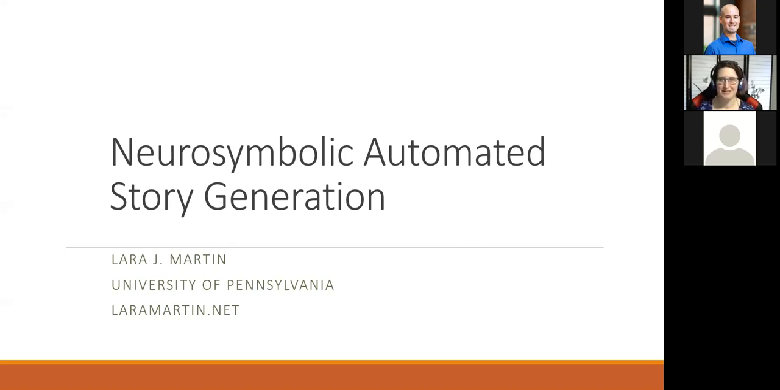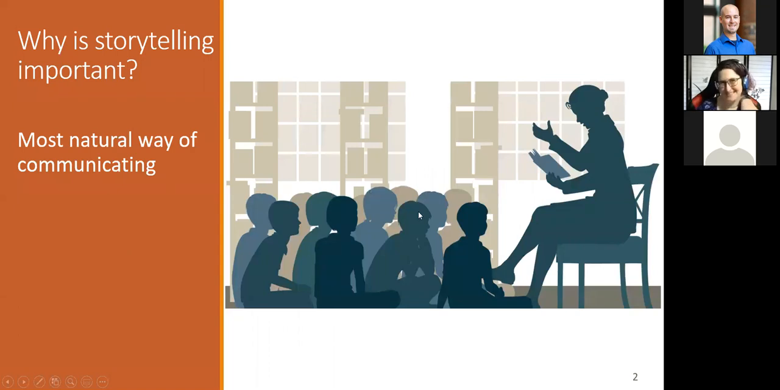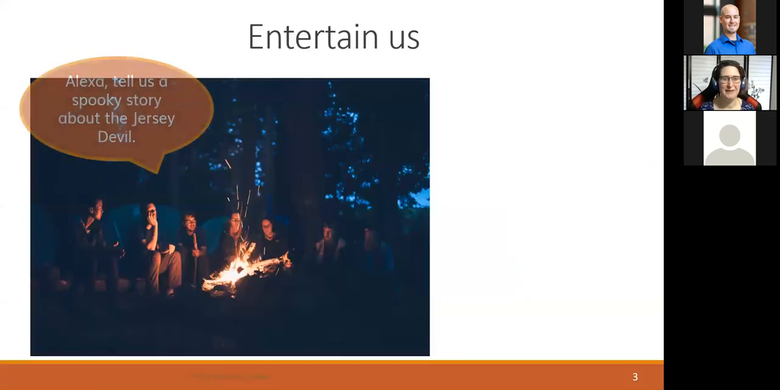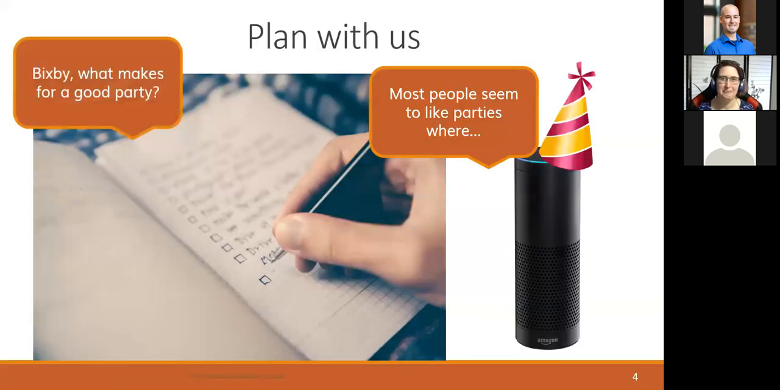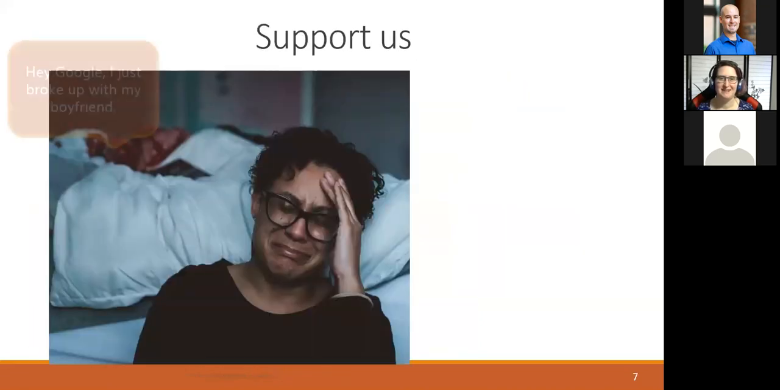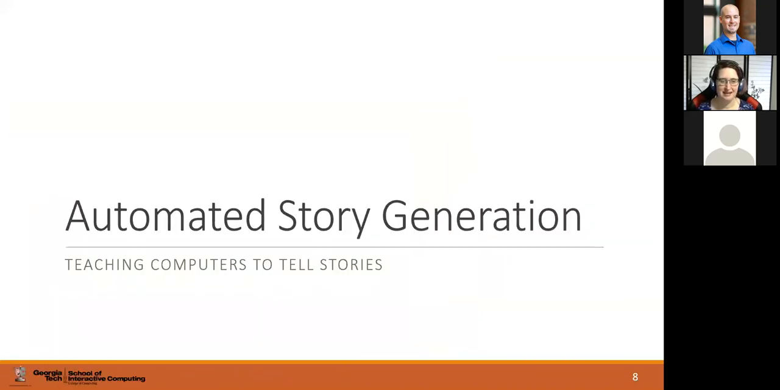I'm going to talk about neurosymbolic automated story generation. I'm going to skip this first part because I'm sure that you're all very familiar with storytelling and why it's important, and also the way automated story generation is. But I'm going to go into this a little bit because there are a couple of points that I want to touch on that fit into the rest of the talk.